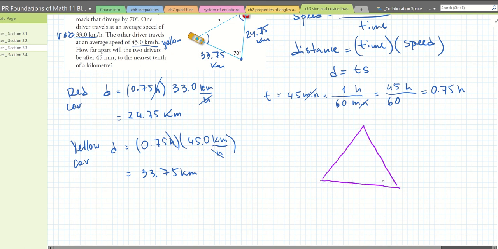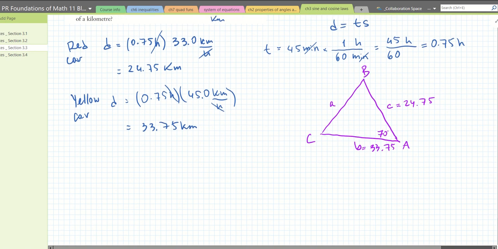So we know that this angle here is 70, okay? Let's call this angle A. So this is going to be side A. That's the side we need to find. So this is A, this is going to be B, and this is going to be C. So B and C are unknown, but we know that this is going to be lowercase c and this is lowercase b, which we do know. We just found them. So side c is going to be 24.75 kilometers, and b is going to be 33.75.